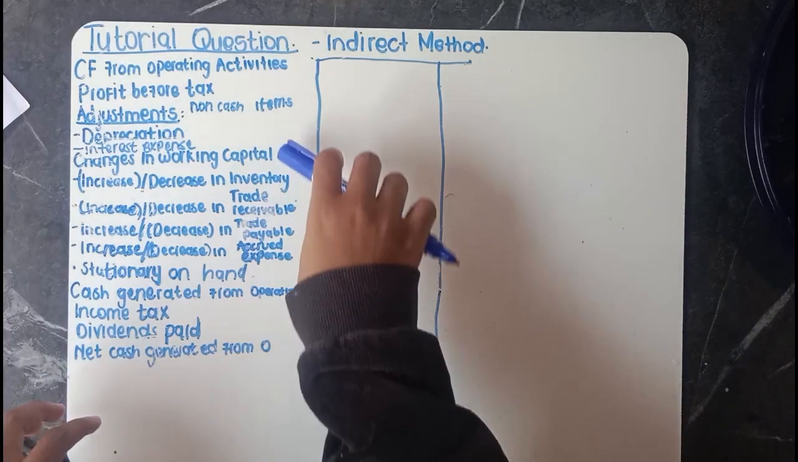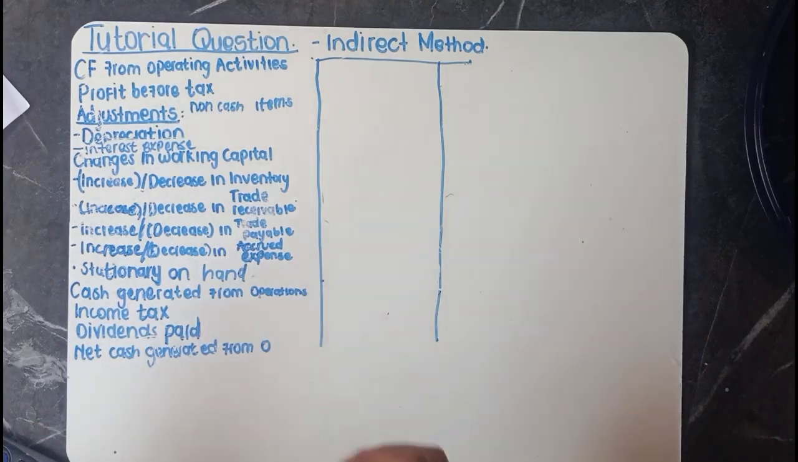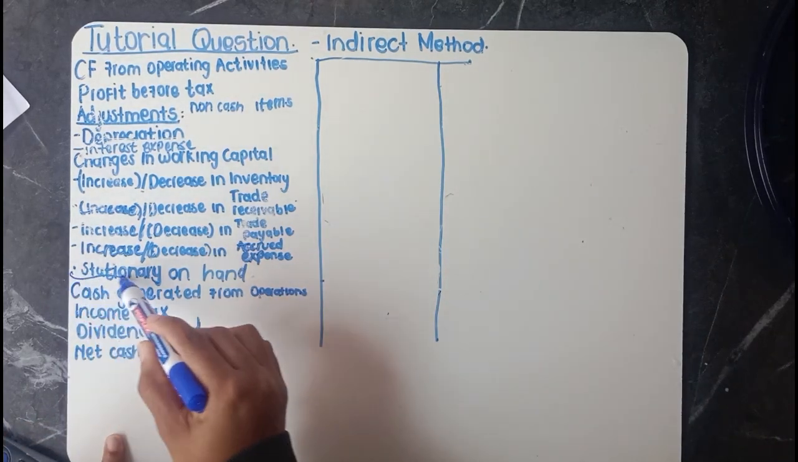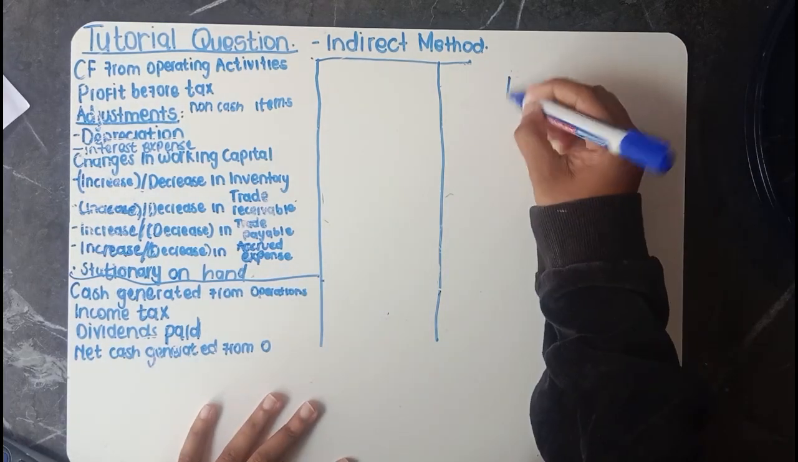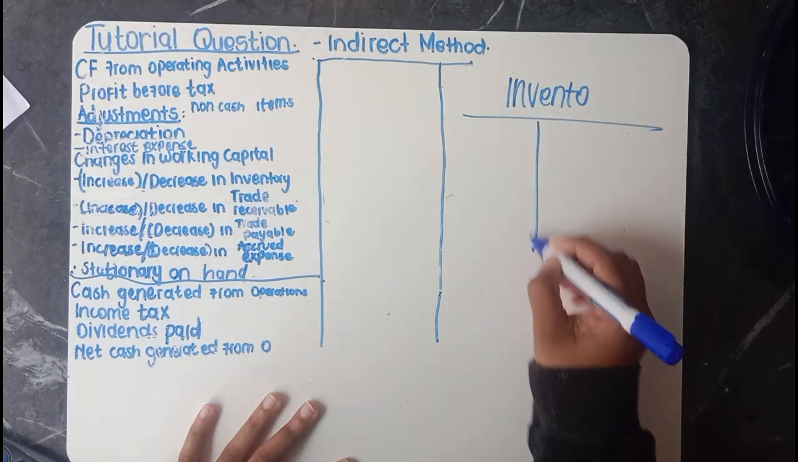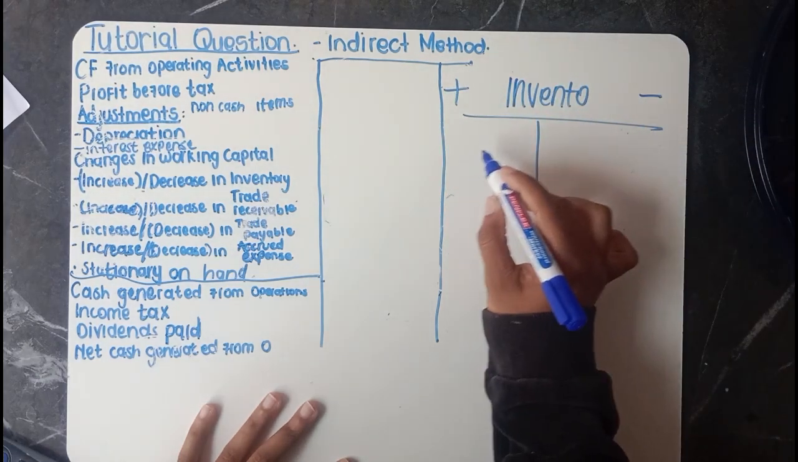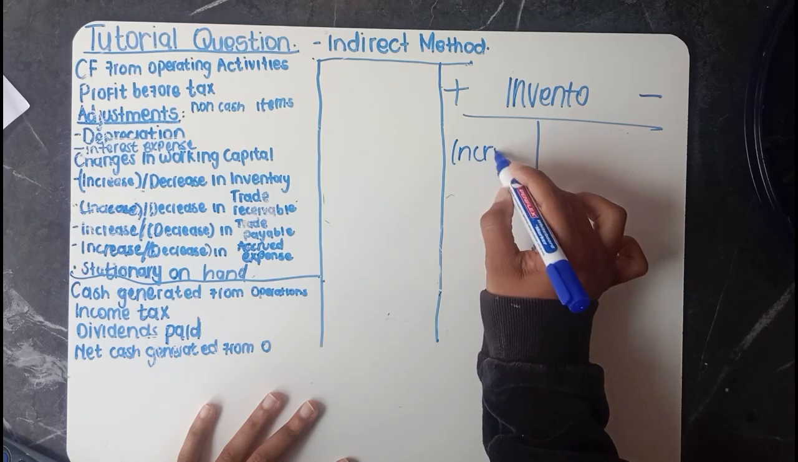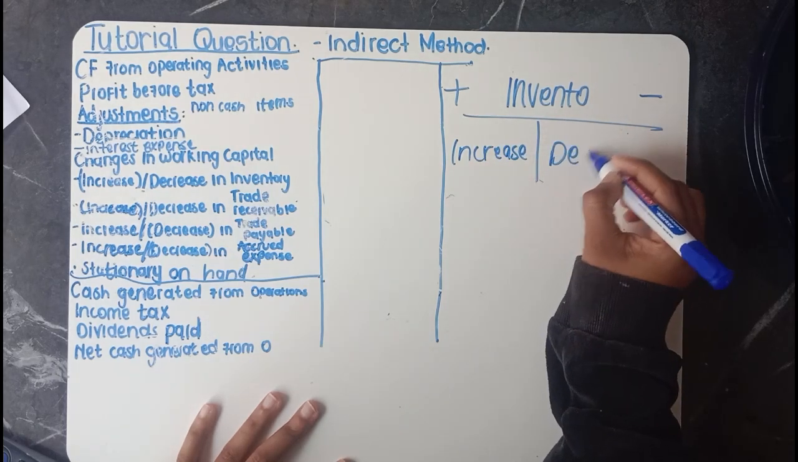I want us to start here with the working capital. I just want to give you an analysis of how you do this part. So your working capital, for example, let's have inventory, and we have a positive and a minus sign. So your inventory will increase on the one side and decrease on the other side.